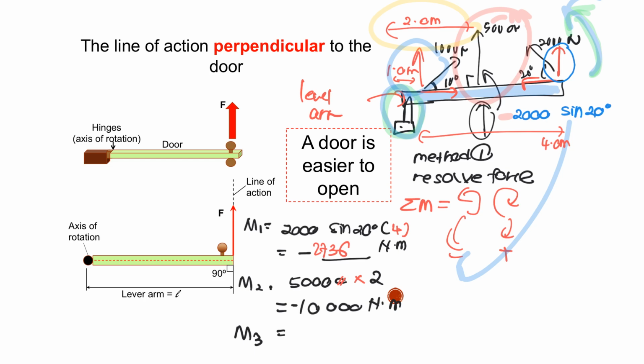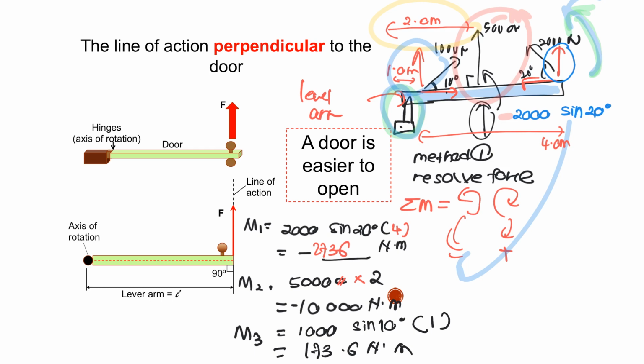Okay, so now I'm going to put it here. So it's going to be 1,000 sine or cos? Yes, because my 10 degree angle touches the x-axis. That's why my y-axis is going to be sine. Okay, multiply by lever arm, which is 1 meter. 1,000 times sine 10. You're going to get 173.6 Newton meter. Clockwise or anti-clockwise?